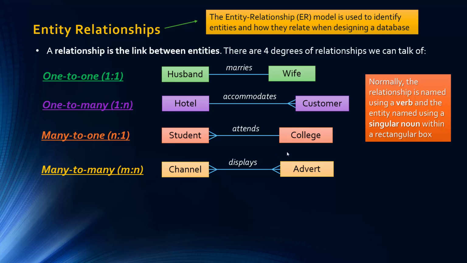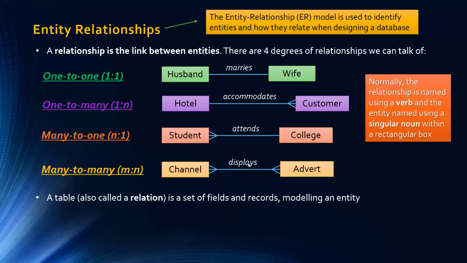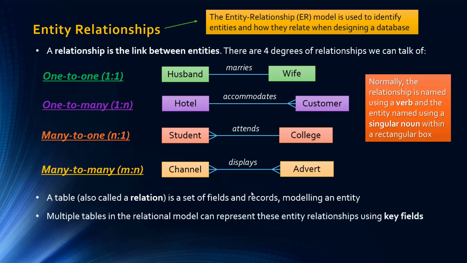So it works both ways in this case. And so a table, also known as a relation, going back to that terminology table we looked at before. A table is a set of records and fields, as we've said, modelling an entity. And multiple tables in the relational model can represent these entity relationships using the key fields.